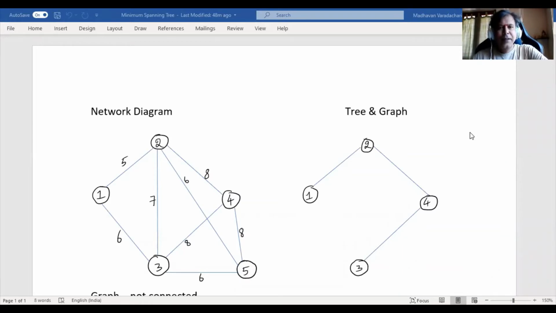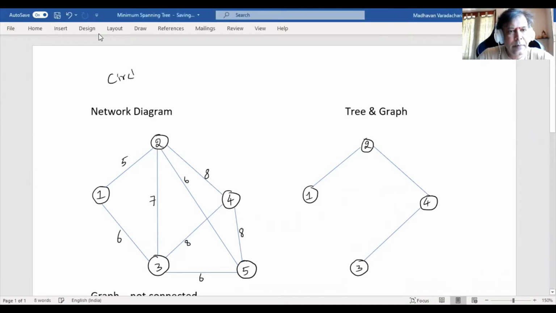Hello, everyone. In this session, we'll discuss spanning tree and, to be very specific, minimum spanning tree. Let us consider this network diagram, which is connected through these nodes. The circles are called nodes or vertices. Then these nodes are connected through what are called arcs or also called edges. Either you say arcs or edges or arrows, right?